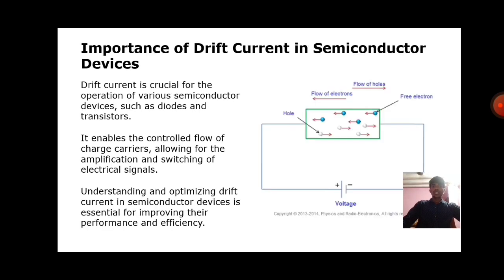Importance of drift current in semiconductor devices. Drift current is crucial for the operation of various semiconductor devices such as diodes and transistors. It enables control of the flow of charge carriers, allowing for the amplification and switching of electrical signals. Understanding and optimizing drift current in semiconductor devices is essential for improving their performance.